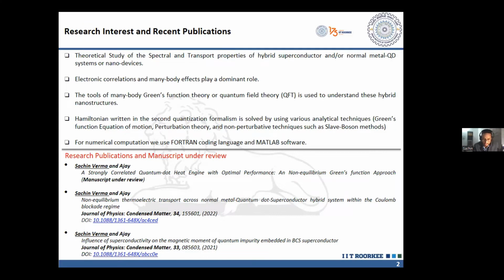So what we did is that we solved the Hamiltonian written in the second quantization formalism by various analytical techniques such as Green function equation of motion, perturbation theory, and non-perturbative techniques like slave boson. For numerical computation, we use the Fortran coding language or MATLAB software. So these are our recent publications. We have published two papers in Journal of Physics: Condensed Matter, and recently we have submitted one manuscript to European Physical Journal B. Here I'm going to briefly highlight the first two.